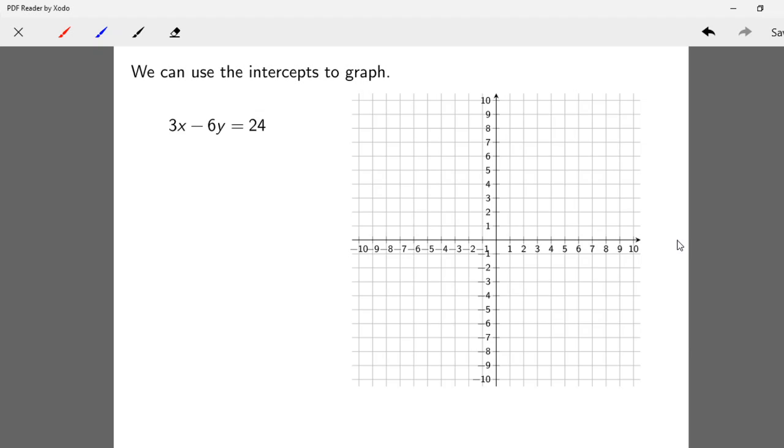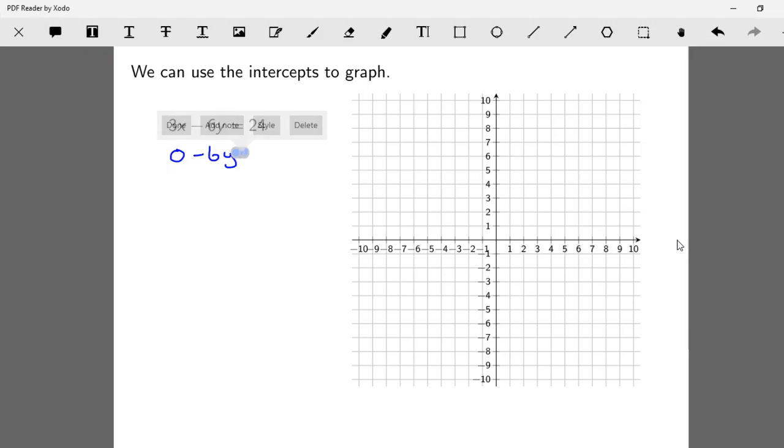So for this line, I'm going to say, what if x is equal to 0? Then I would have 0 minus 6y is equal to 24. I would have y is equal to negative 4. So that would be the point (0, -4). X is 0, y is negative 4, right there.